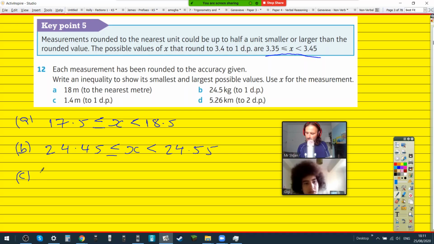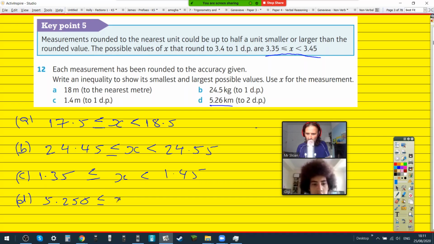C. 1.4 to 1 decimal place would be 1.35 and 1.45. Yeah. And that's the same. And D. 5.25, if this is two decimal places, so it would have to have an extra decimal place. 5.255. Yeah. And then 5.265. Great. Any questions about those?